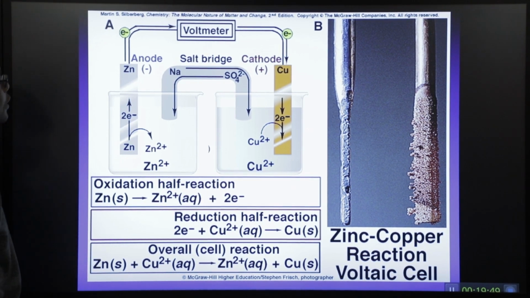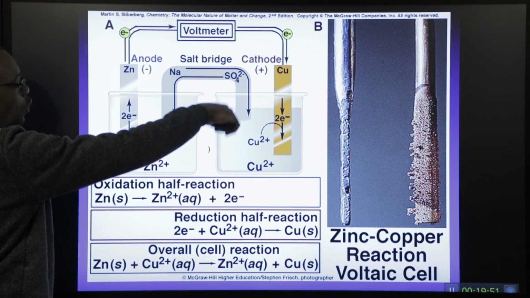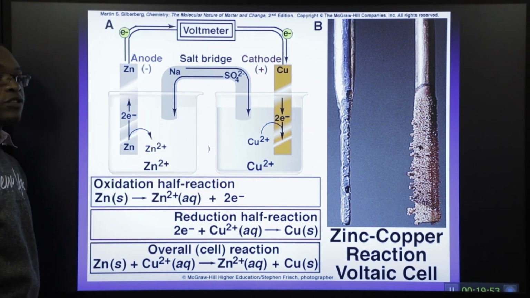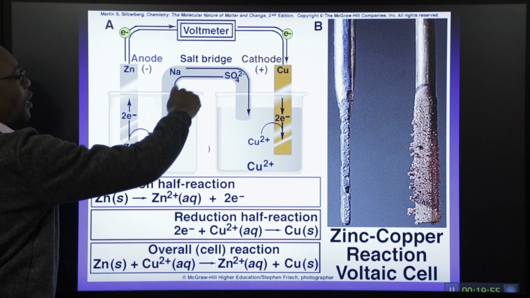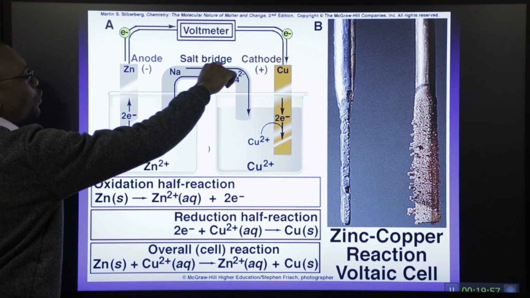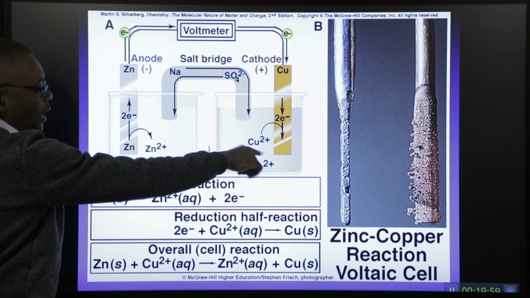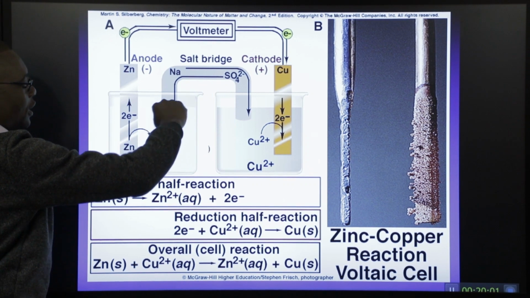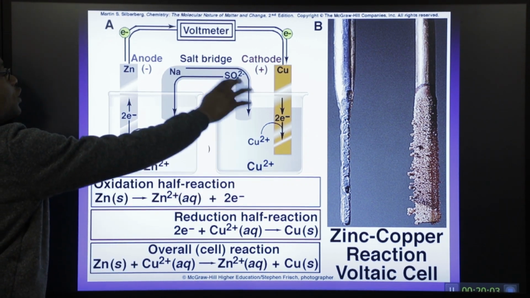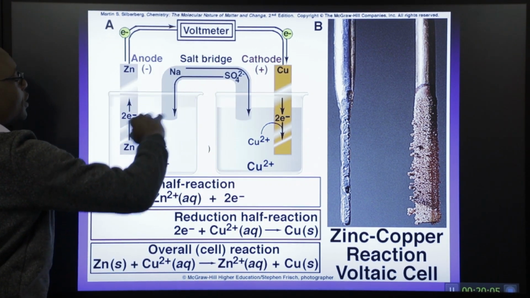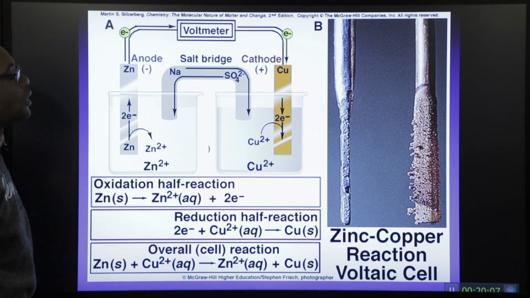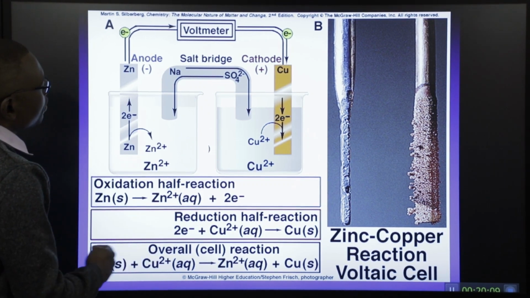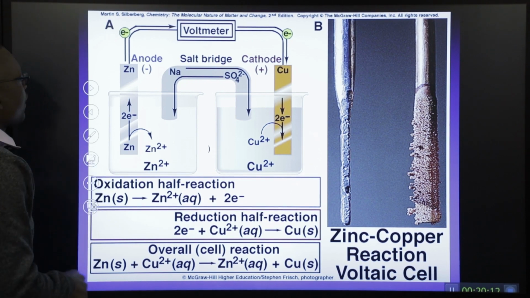So you realize that this salt bridge serves the purpose of allowing ions to go in there to balance up the ionic charge on that side, and for that reason it serves as a connecting component which completes the circuit. Okay.